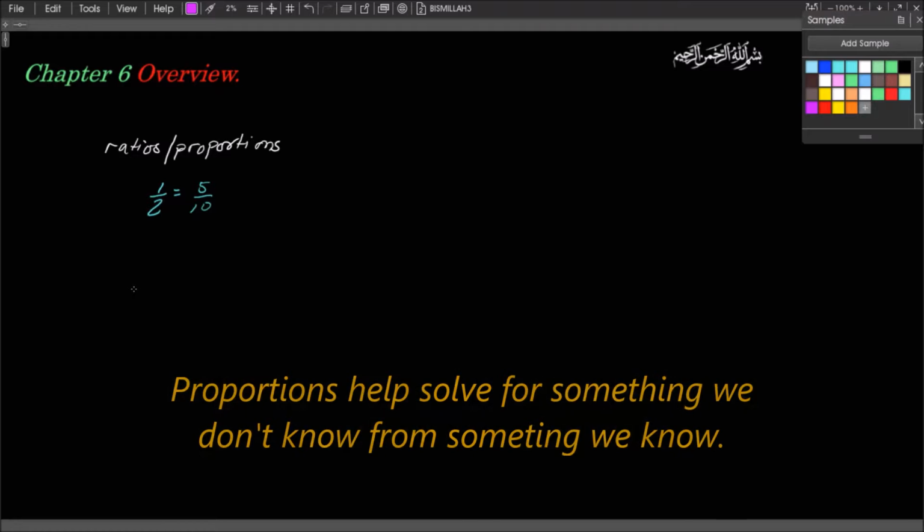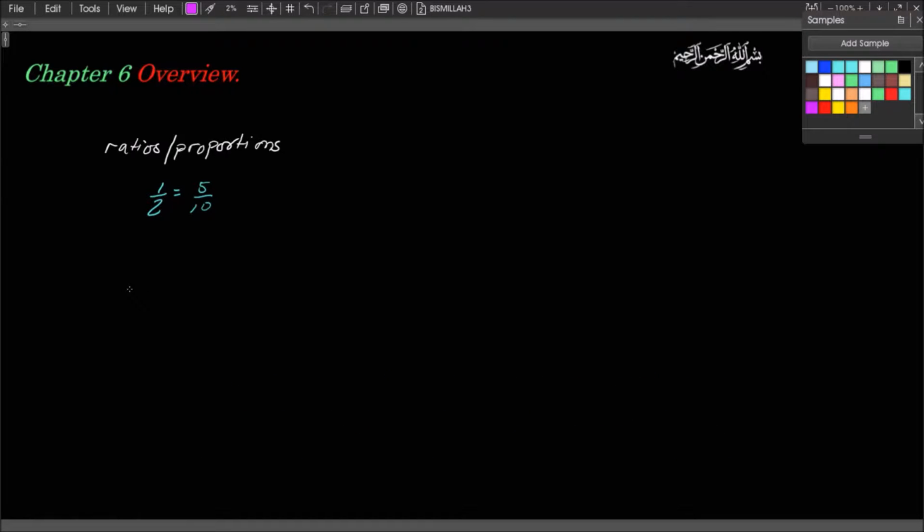After we review ratios and proportions, we shall talk about a very important concept called the geometric mean. The concept of geometric mean is related to the concept of average, which is an arithmetic mean. The arithmetic mean, as you're familiar with, is the average of something.